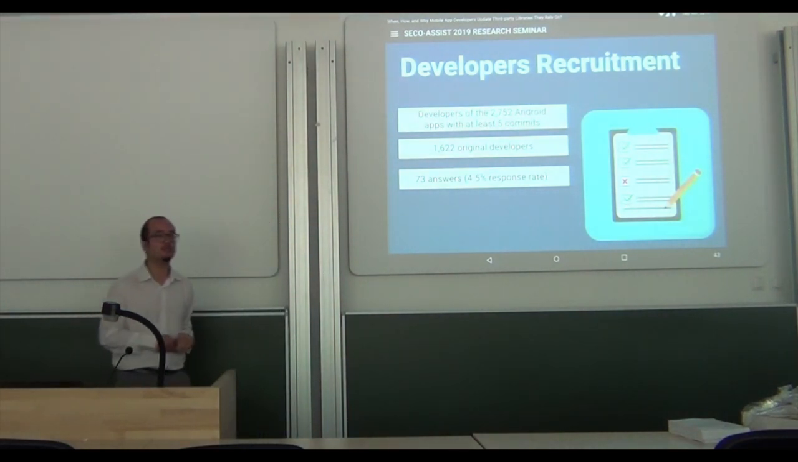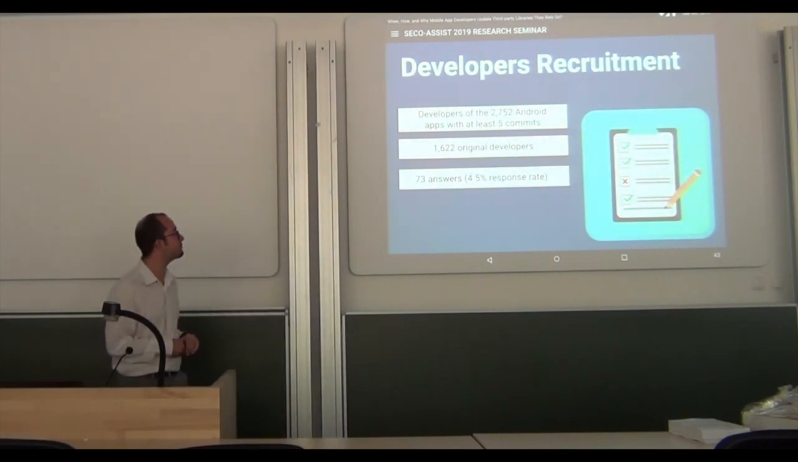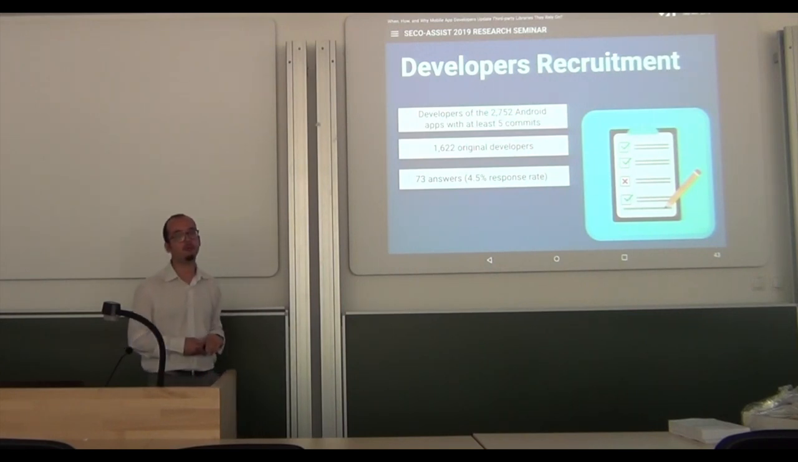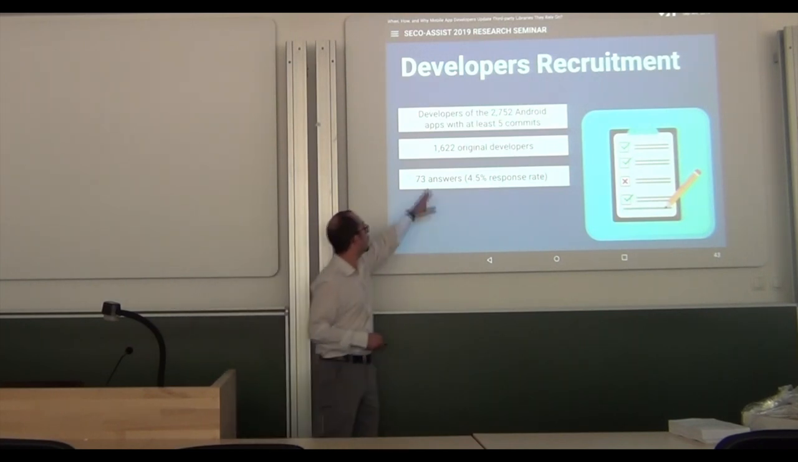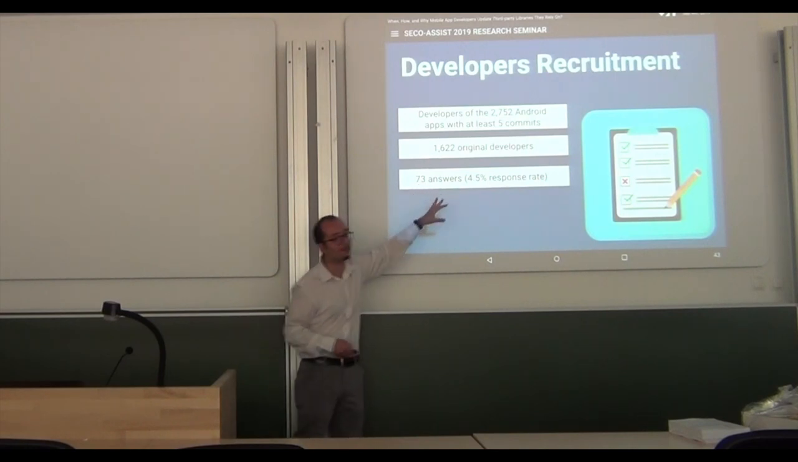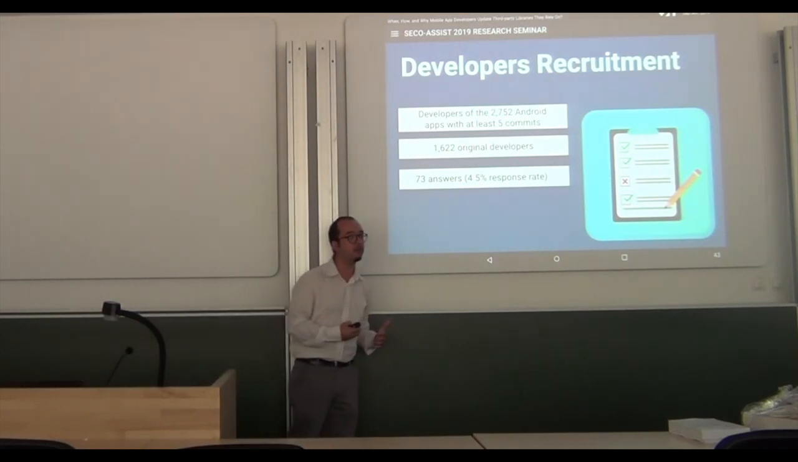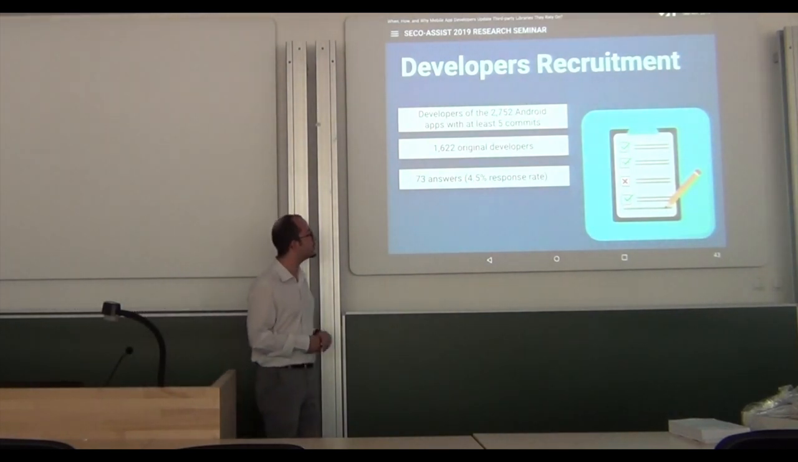So we would like to go deeper with this part, and what we have done is to interview the original developers of the apps. In the beginning, we selected only the developers that contributed with at least 5 commits. It was a way to remove all the occasional developers that contributed with 1 or 2 commits to the apps. In the end we had 1,600 original developers, and then we had 70 answers. That seems not a lot, but it was not so easy. Our response rate is more or less in line with what other people have in this kind of studies.